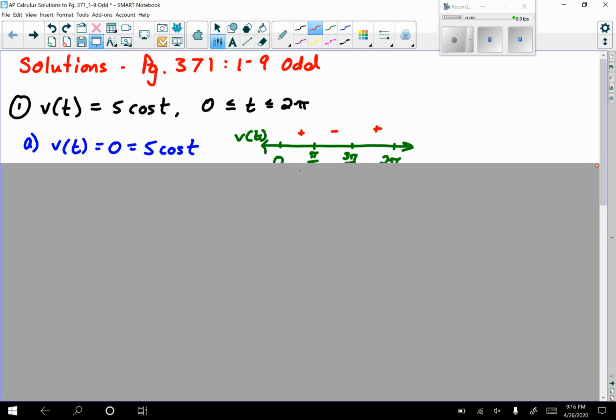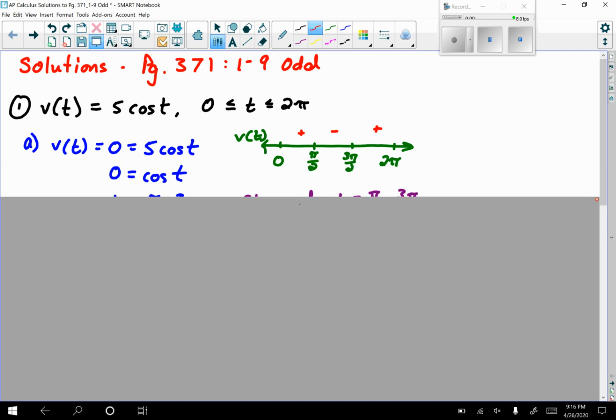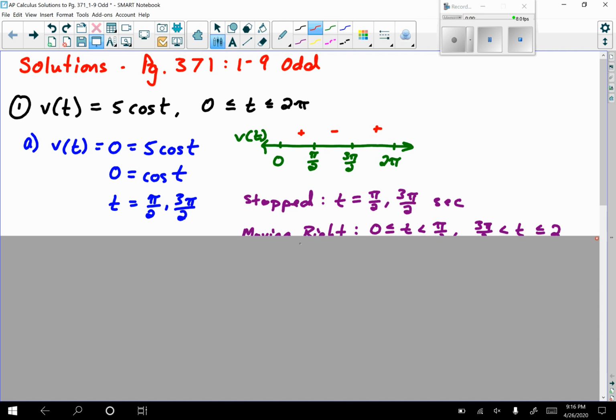So for 1, our velocity was given to us as 5 cosine t from 0 to 2 pi. So first we want to set 5 cosine t equal to 0. Divide by 5. So cosine t is going to equal 0 from the interval of 0 to 2 pi when t is pi over 2 or 3 pi over 2.